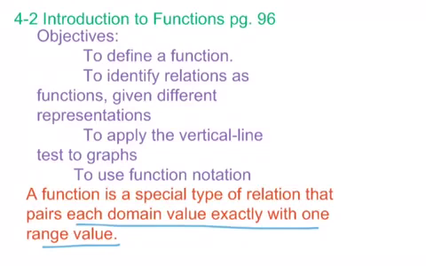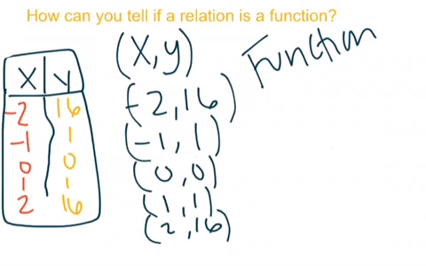What is a function? So a function is a special type of relation that pairs each domain exactly with one range value. How can you tell if a relation is a function?